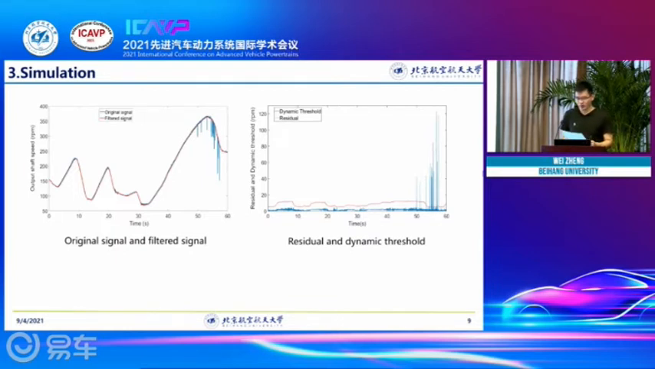From the figure, it can be seen that the speed signal is in a normal state from 0 to 50 seconds. The residual signal is always less than the dynamic threshold, and the fault starts to appear at about 50 seconds. Once the residual of the fault signal exceeds the dynamic threshold, the designed dynamic threshold can effectively detect the fault.